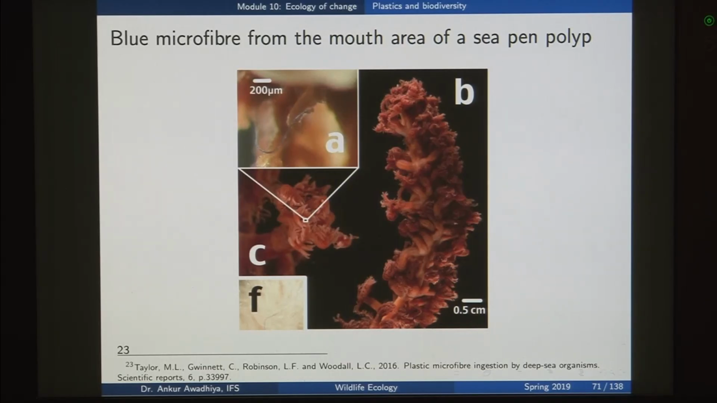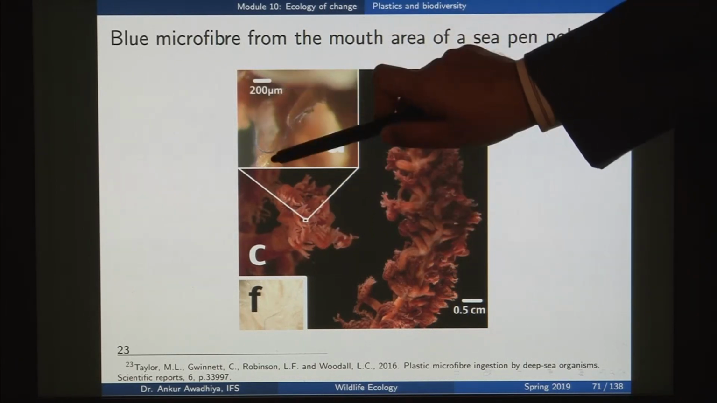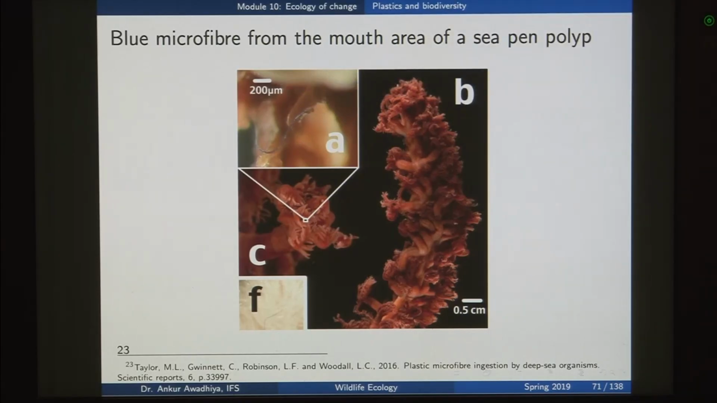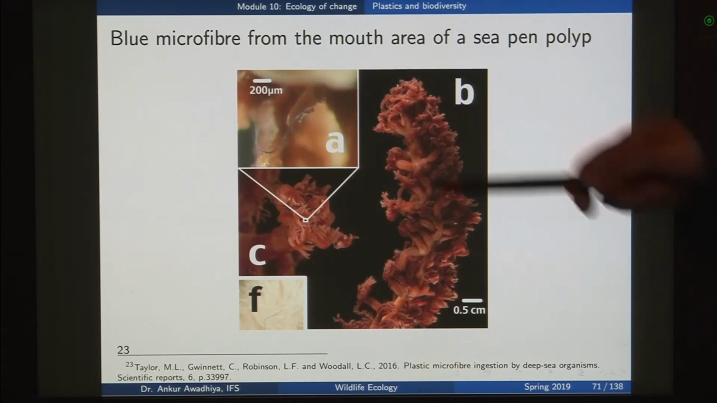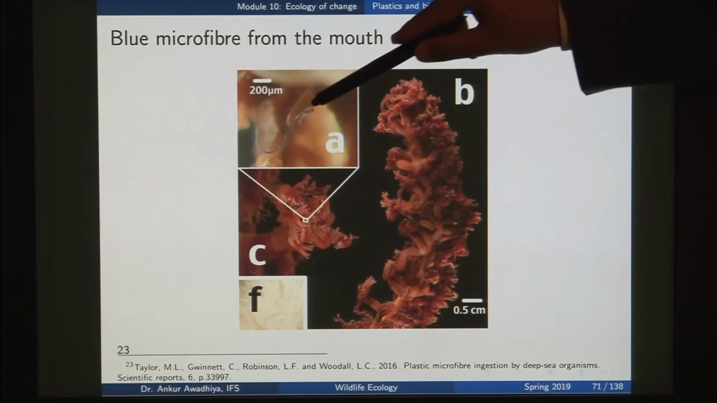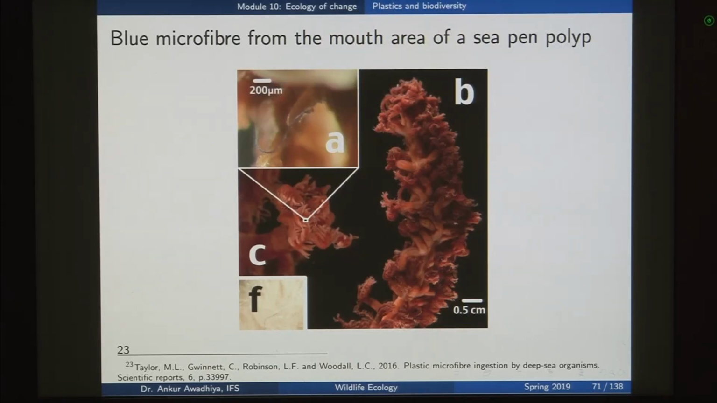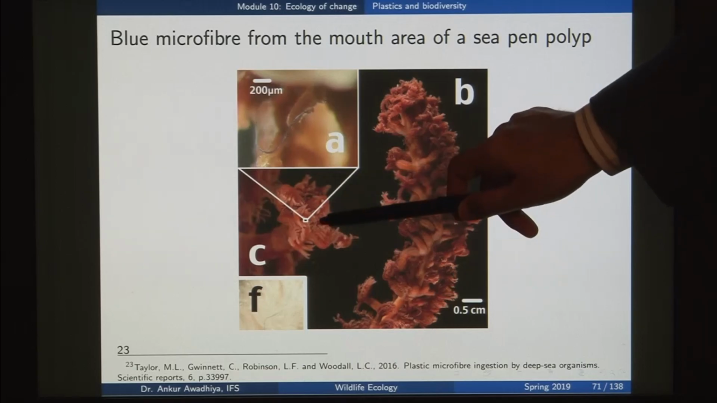This is an example of a sea pen polyp. These are small marine animals that normally live on the seabeds, and here we can observe that in the mouth area of this polyp, there is a small fiber that is made out of plastic. You can see the scale bar here, which is 200 microns. So, the complete length of this fiber is around 1 millimeter, and this plastic fiber can be seen in the mouth of a sea pen polyp.